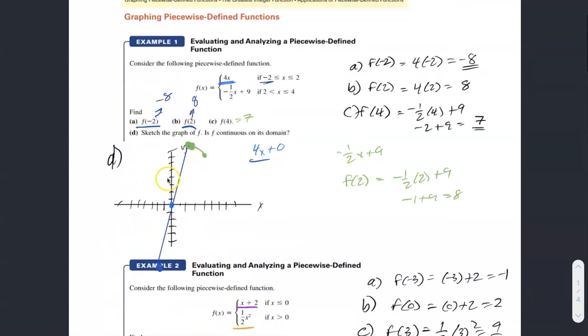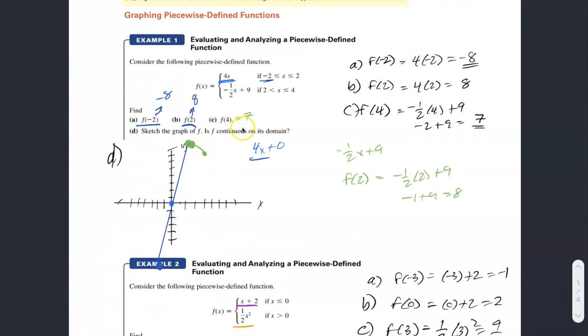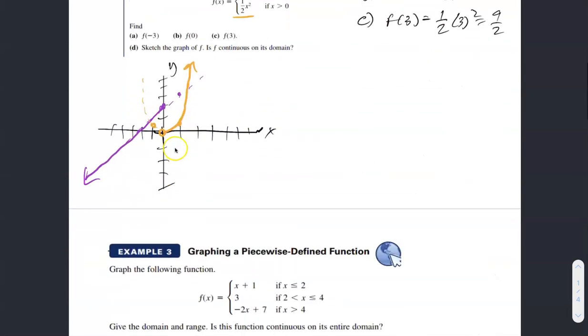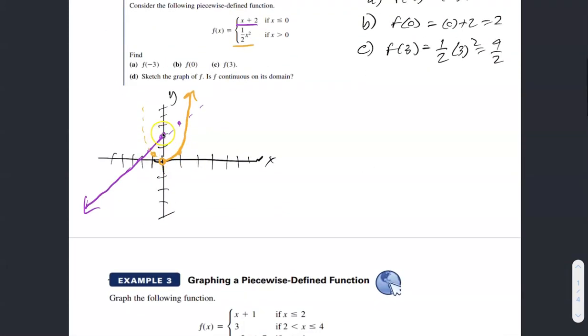The other one we did, I guess I didn't answer it. It is continuous on the domain. See how it connected up there, my ugly graph? It did connect up there, though. This one, they do not connect. One point goes here, one point goes there. So it's not continuous. The problem is that x equals 0.